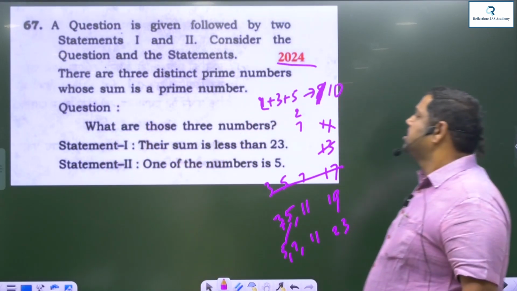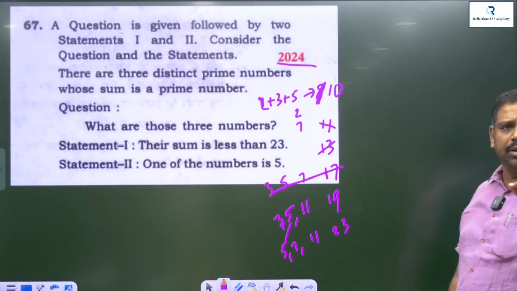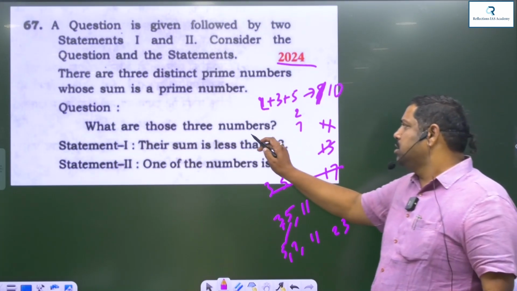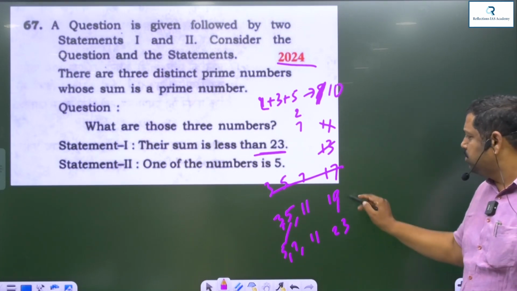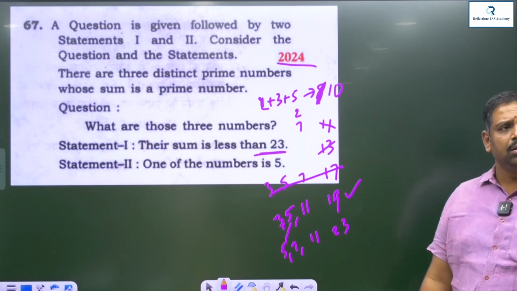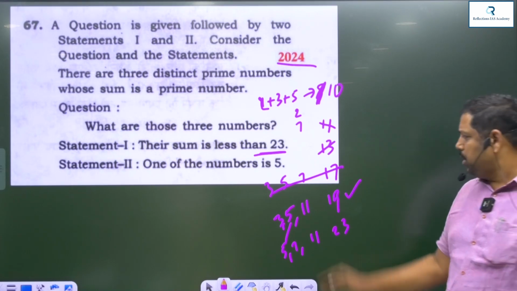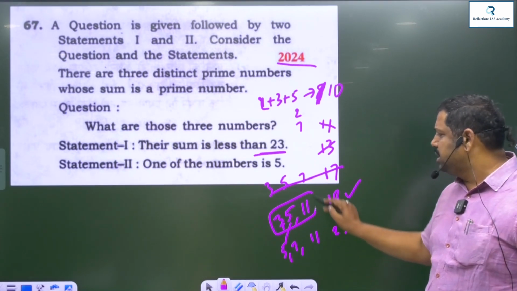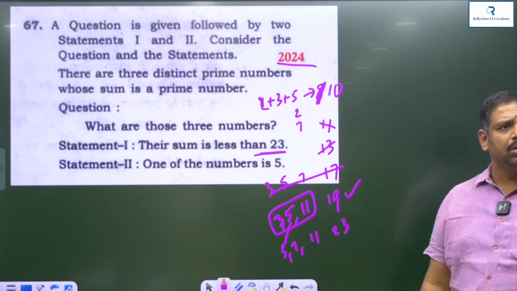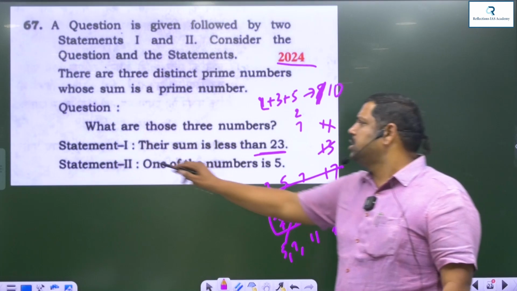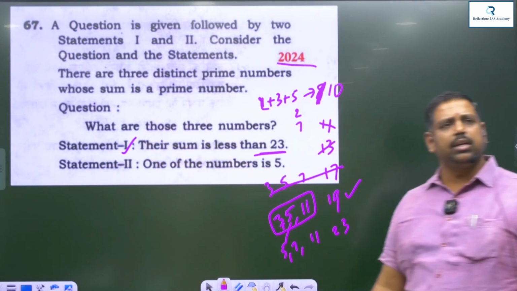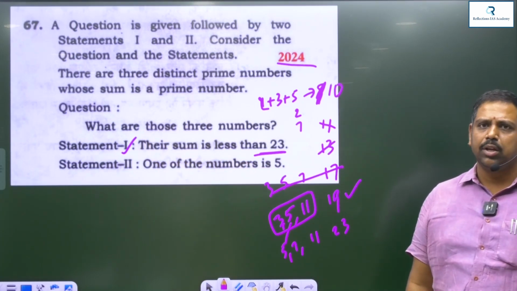Okay. So you want those 3 prime numbers, right? He said that their sum is less than 23. Less than 23 means we have only one possibility, right? Yes or no? Yes. If you have only one possibility, that means that these 3 are the fixed numbers, right? No other possibility, we already verified, right or wrong? So from this one, are you able to answer the question or not? Yes, you can.